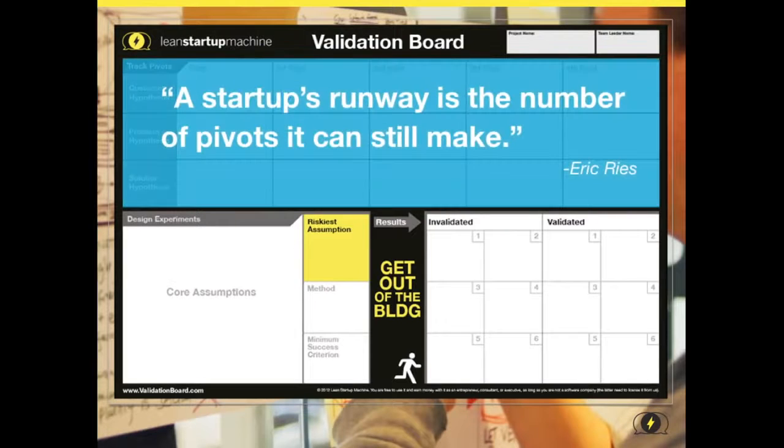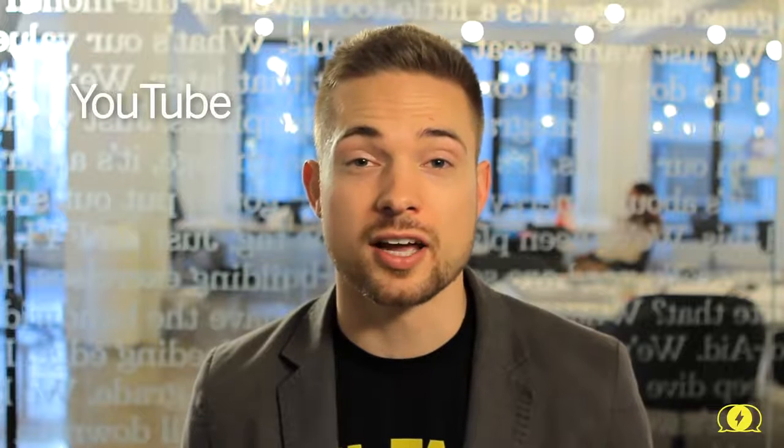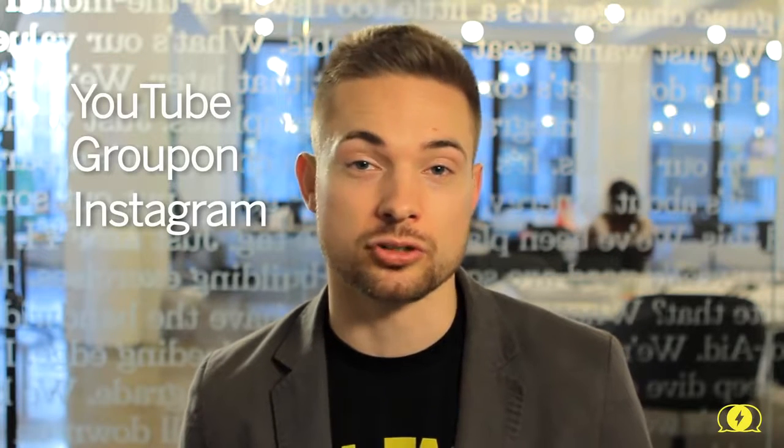So in Lean Startup, we redefine runway as the amount of pivots a startup can still make. Almost any successful startup that you can think of has had a major pivot over the course of its history. Think about YouTube. It started as an online dating site. Think about Groupon. It started as a site for collective action. And even Instagram was a location-based social network.